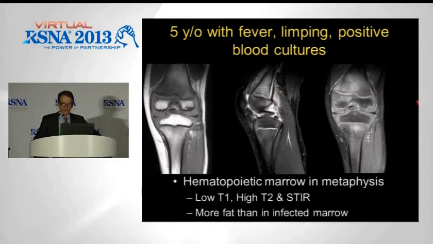It's important to remember that sometimes it is difficult to distinguish between the early focus of infection and the normal changes that occur because of hematopoietic marrow in the metaphysis, both of which produce low T1, high T2, and STIR findings. But it is important to remember that in the hematopoietic marrow, there is more fat than in infected marrow. Typically, hematopoietic marrow has 40% fat, and therefore hematopoietic marrow is going to be brighter than the adjacent muscle, whereas infected marrow will be darker or isointense to adjacent muscle.